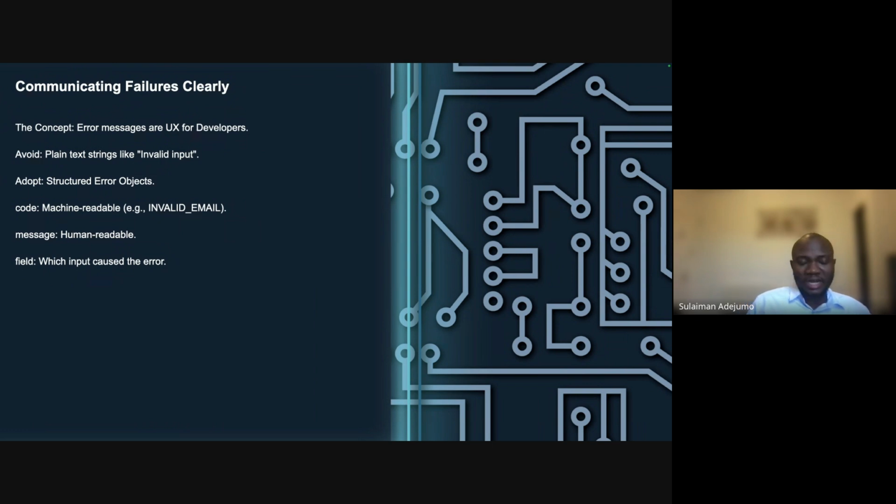Instead, try and adopt structured error objects. Provide a code so that the client software can reliably detect the error, and provide a message that can be shown to the end user as well. And most importantly, if the error is related to a form or input, return the field name. This allows the front end to highlight exactly which input has caused the problem, saving time for everyone involved. Makes life easier.